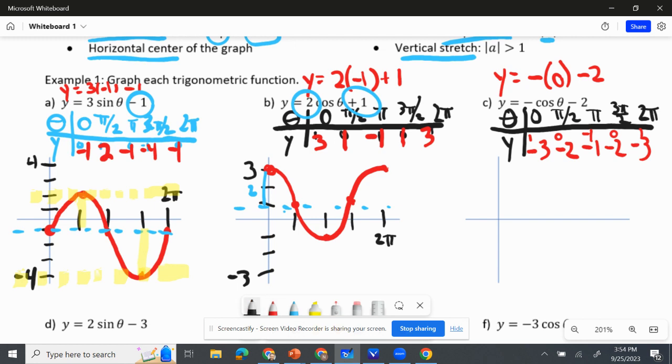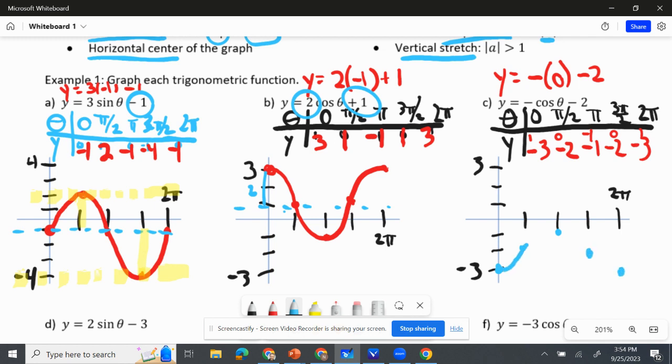So when I'm looking at this, once again, I'm labeling my graph. I'm going to end it at 2 pi. I'm going to go up 3, and I'm going to go down 3. And so when I'm plotting this, what I have is 0, -3, -2, -1, back to -2, and then -3 again.